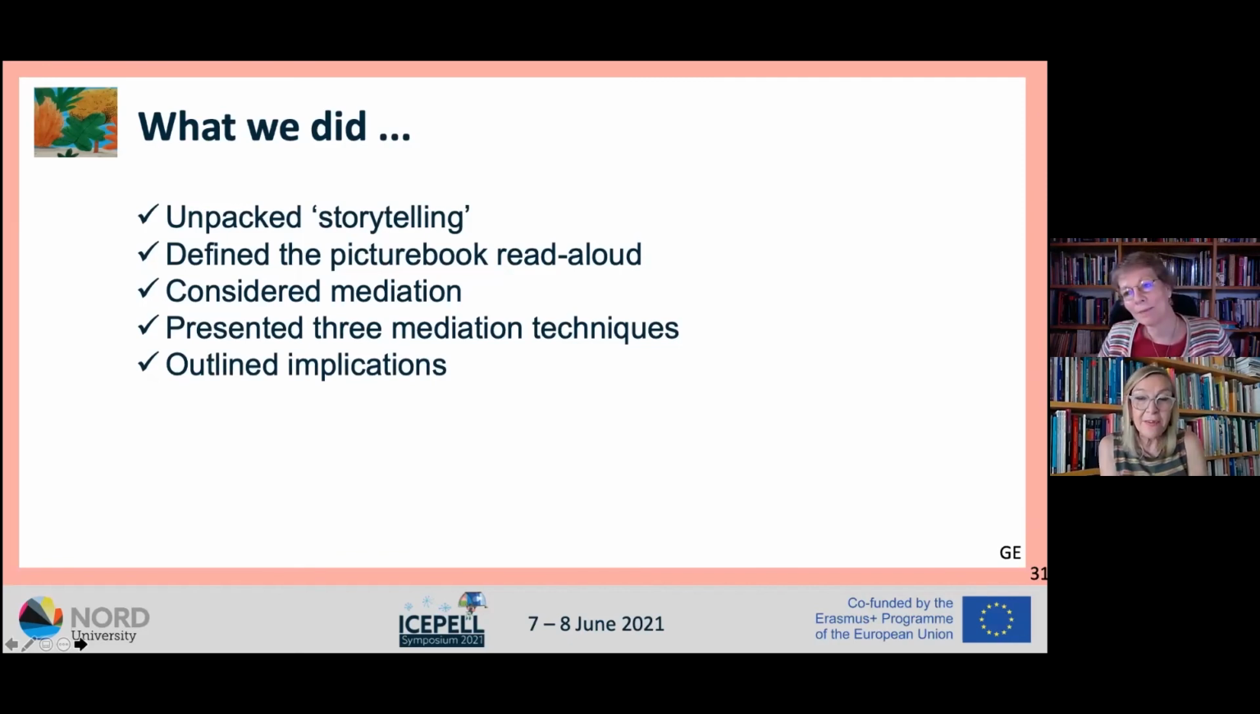And finally, we've considered the implications for both the teacher and for teacher educators, and the need for read alouds to be allocated the necessary time on teacher development courses.